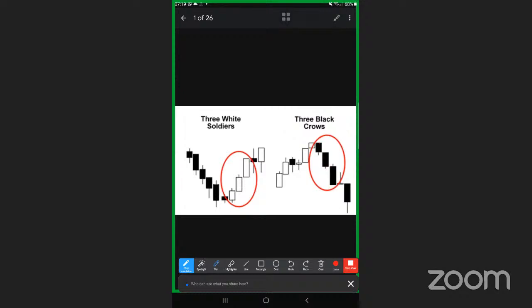So the formation is the same. What happened here is also what is going to happen here when it comes to the body of the candlestick.